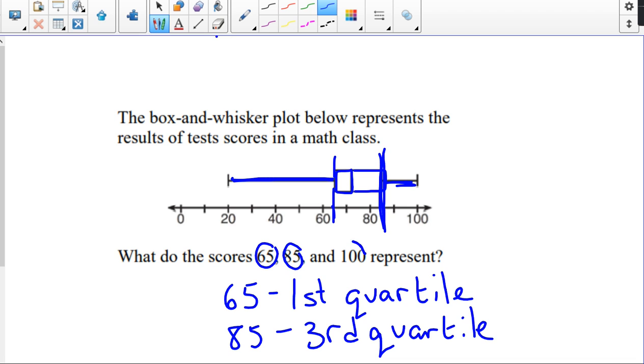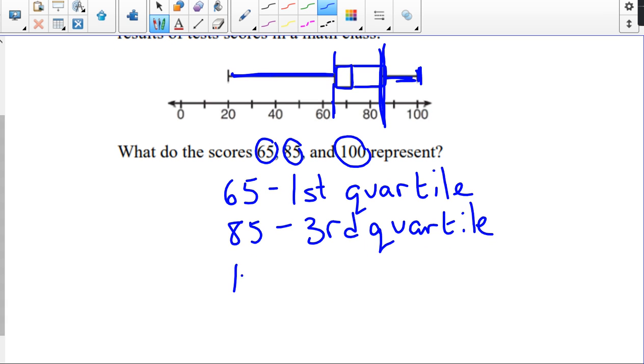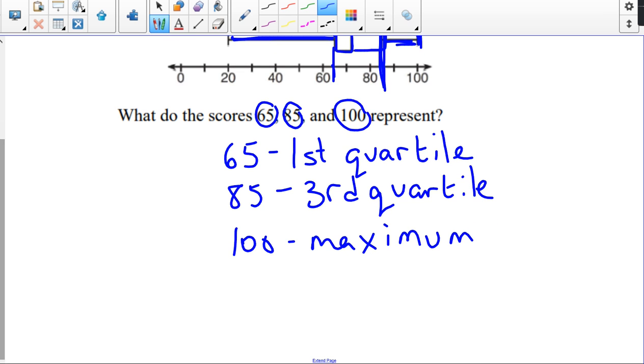So what does this number 100 represent? Well, that's at the end of this line of the box and whisker plot. So that is the highest score. The highest number we would say is the maximum, the highest number in the set of data. Now there are a few other important numbers here. The number 20 is also important. The number 72 is also important.